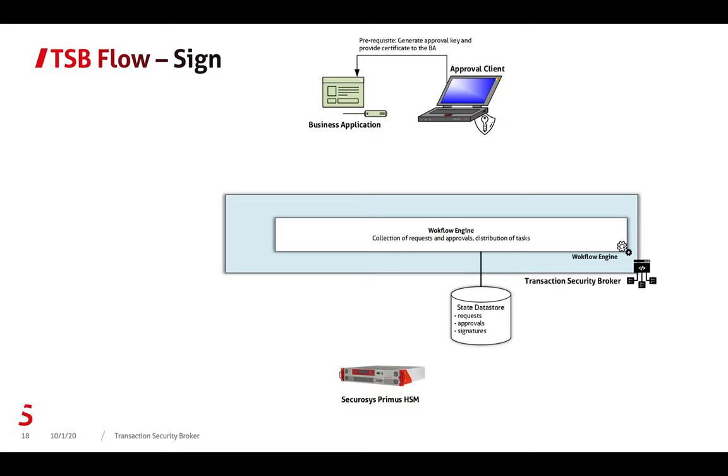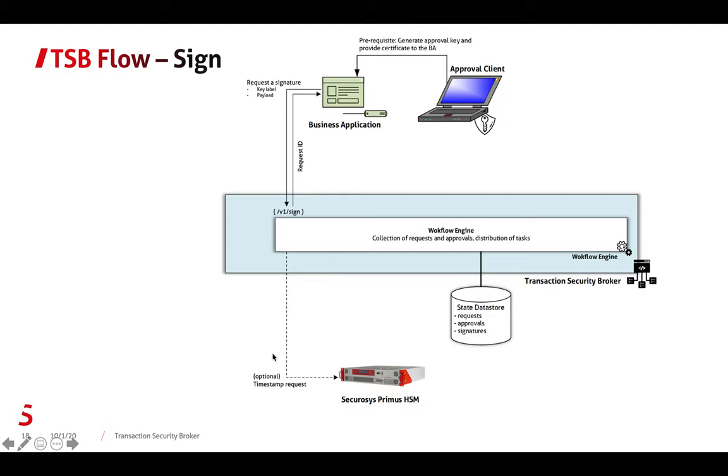Now that we have the key created, we can use it to sign operations with it. So the first call is for the business application to send a request for a signature using the key label that it originally defined and a payload. Now, if there are no time restrictions in the request, the TSB can immediately just create the request internally, store it, and send the request ID back to the business application. This is because the TSB has all the information it needs to start collecting the approvals and to manage the workflow of this request.